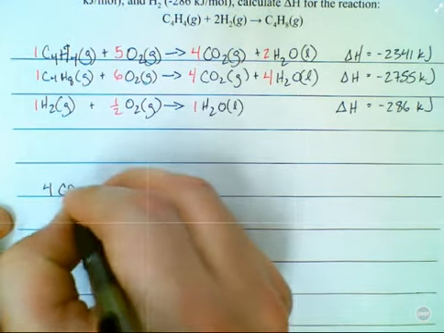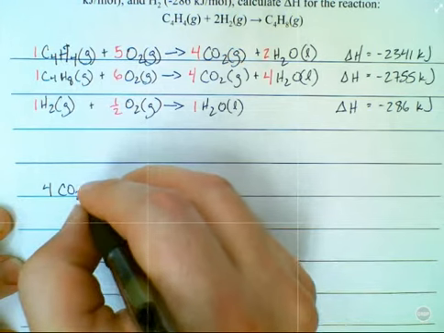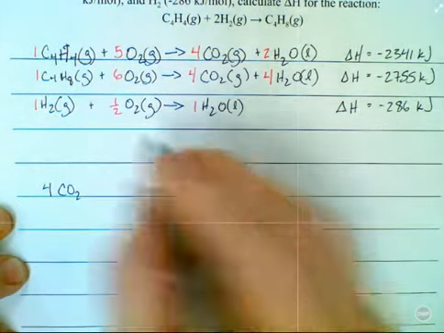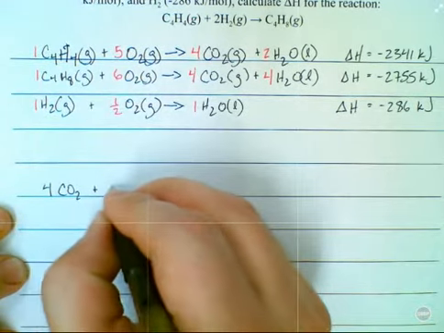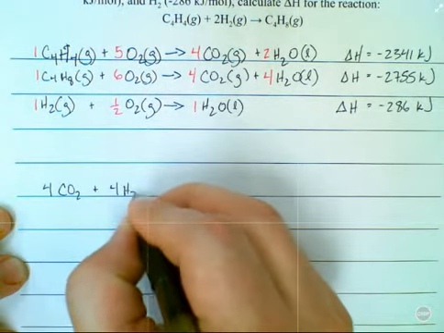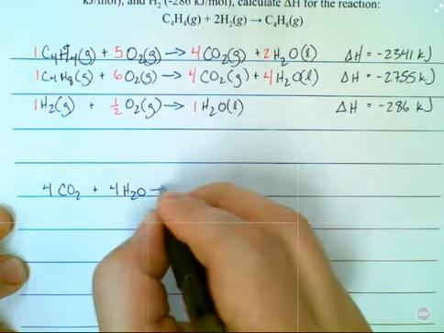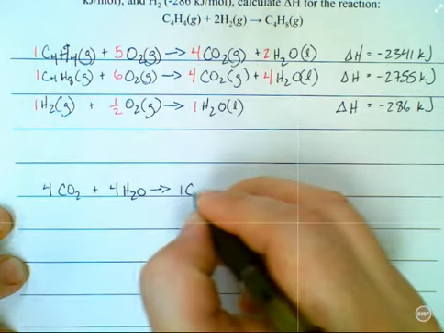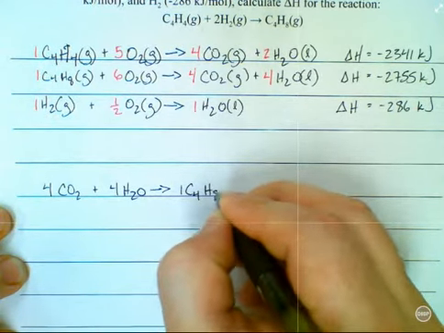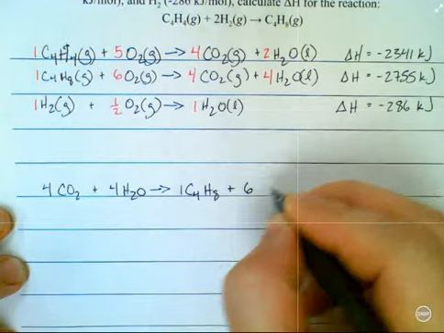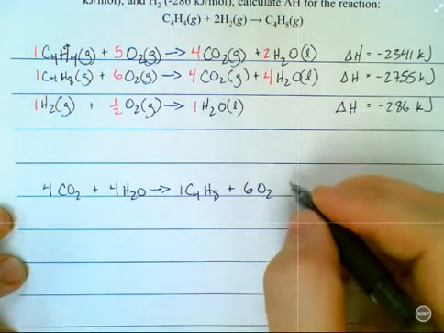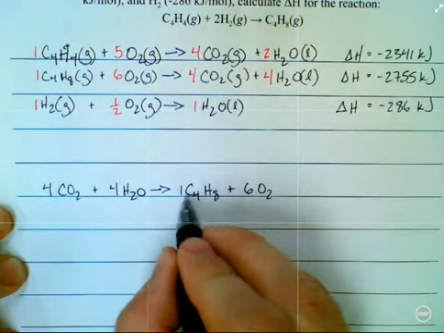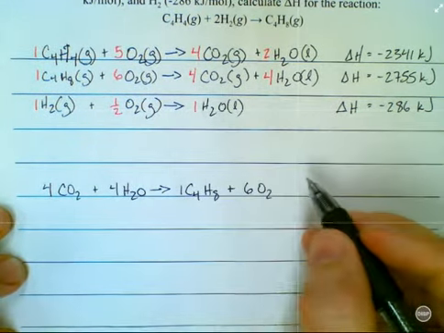I go 4 CO2s. Let's see. I'll just skip the phases for the sake of simplicity. Plus 4 H2Os react to yield 1 C4H8 and 6 O2s. Alright, so this way I have that C4H8 as a product.